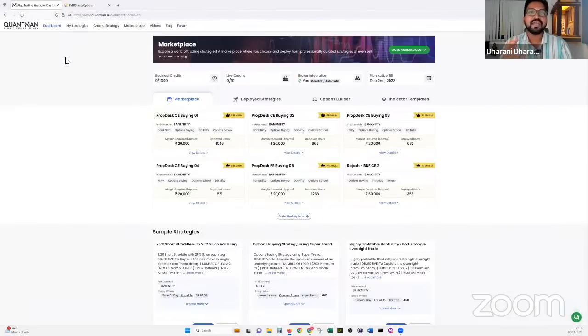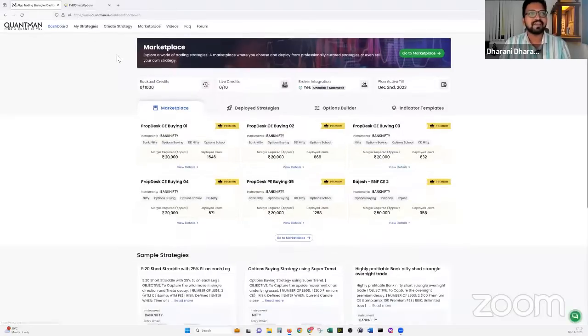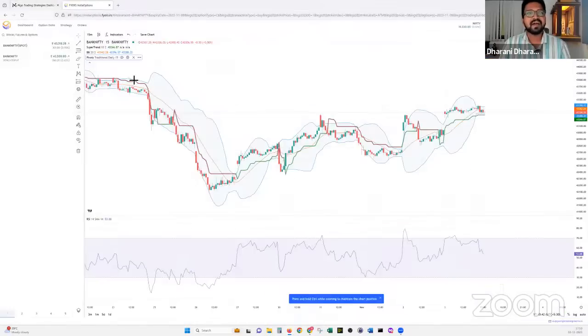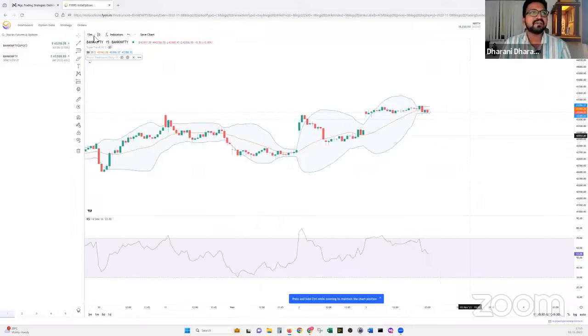By the end of today's session, you will be able to create your own option buying strategy, and then you can deploy it as well through Quantman and the FYERS platform. So now what I'm going to do is teach you how to create a strategy. Before that, I'm going to introduce you to a few indicators. I'm pretty sure you would have been aware of these indicators in the past as well. So I'm just going to use a 3 minutes time frame.